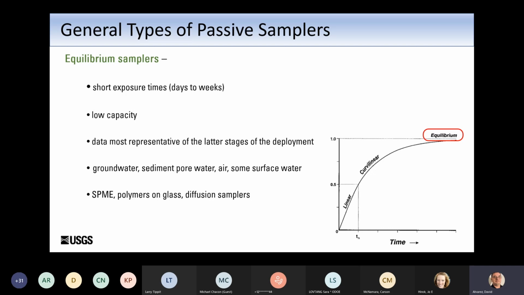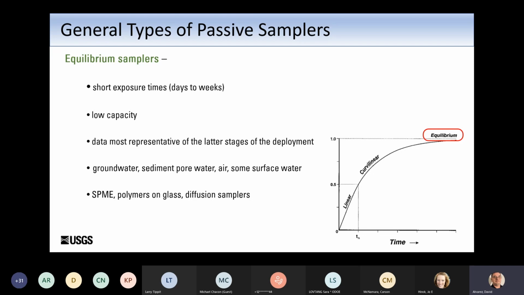Equilibrium samplers typically have shorter exposure times in the environment, and they have a very low capacity for accumulating chemicals, which is critical for them to reach equilibrium in a reasonable time frame. Data from equilibrium samplers typically represent the latter stages of the deployment as they are constantly adjusting to the current conditions, trying to maintain that equilibrium.